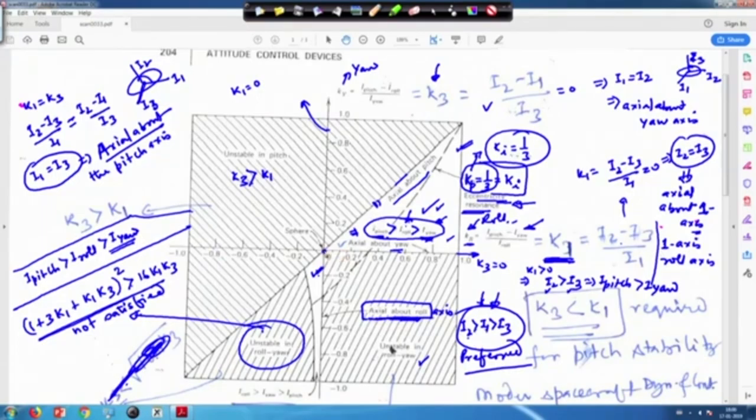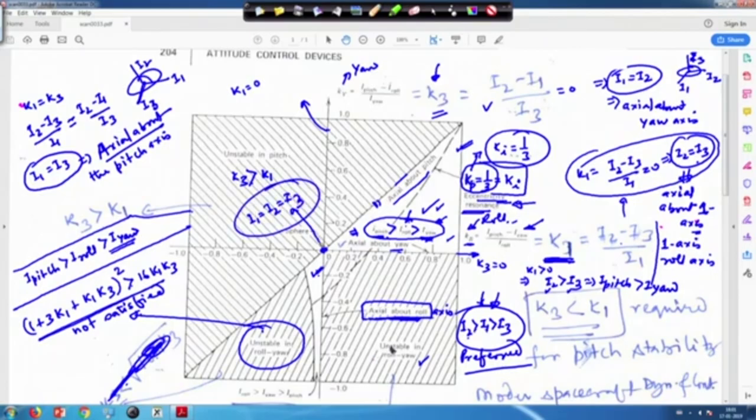One particular part remains, this part, the center. At the center K 1 is vanishing and also K 3 is vanishing. K 3 vanishing means I 1 equal to I 2, and once K 1 vanishes, you get I 2 equal to I 3. So this implies that in this place you will have I 1 equal to I 2 equal to I 3, and this is the case only for a sphere. So this particular point, the origin, is referring to a sphere. This way you can analyze this figure.